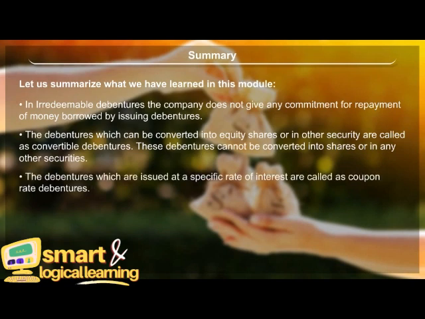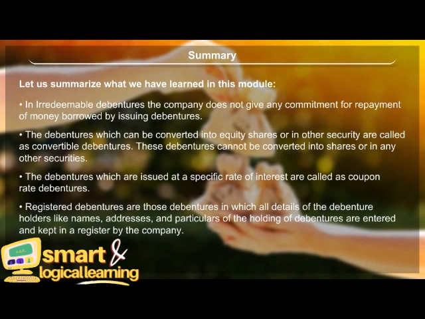The debentures which are issued at a specific rate of interest are called coupon rate debentures. Registered debentures are those debentures in which all details of the debenture holders, like names, addresses, and particulars of the holding of debentures, are entered and kept in a register by the company.